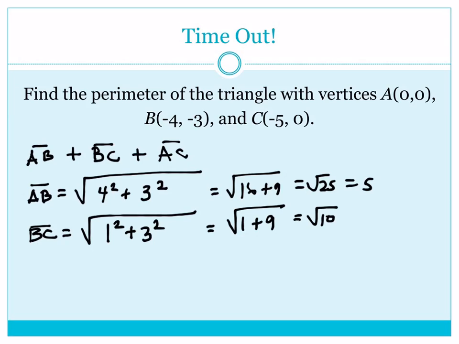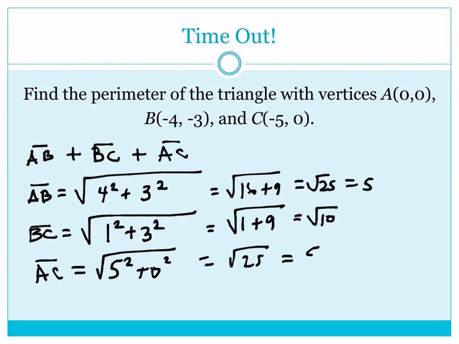So we've done AB, BC, now we need to do AC. Again, AC is quite nice because A has a lot of zeros in it, and actually C has a 0 in it as well. So the distance between -5 and 0, of course, is 5. So that's 5 squared. The distance between 0 and 0 is 0, so that's 0 squared, right? So with the square root of 25, we find 5.